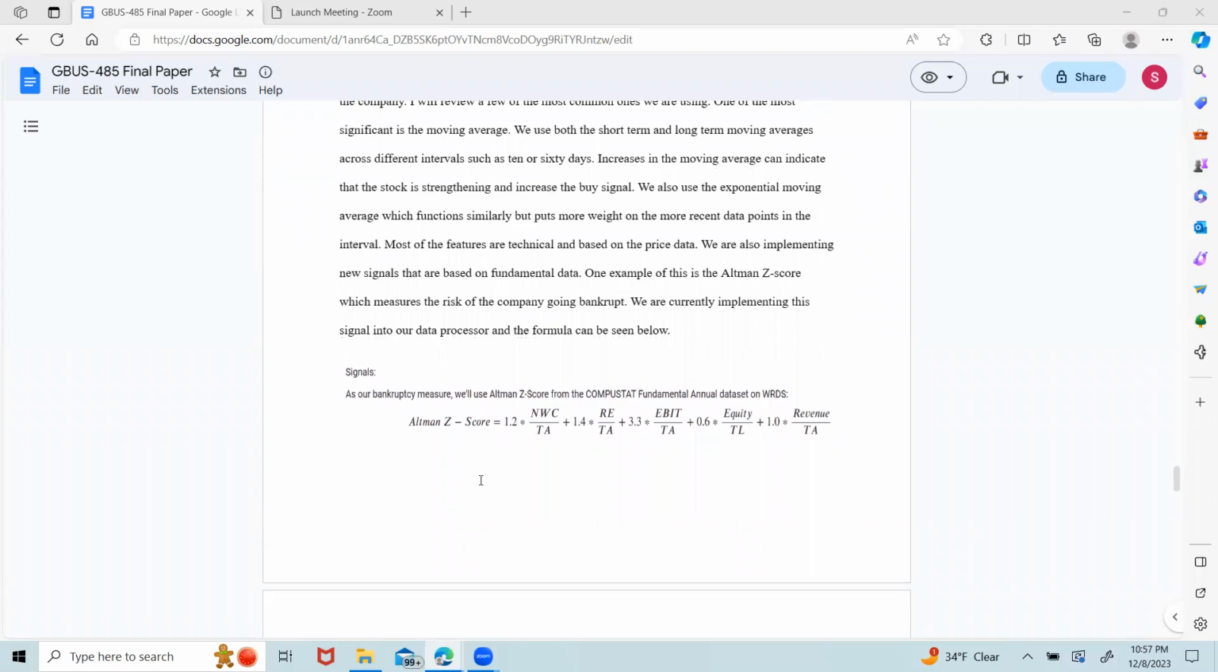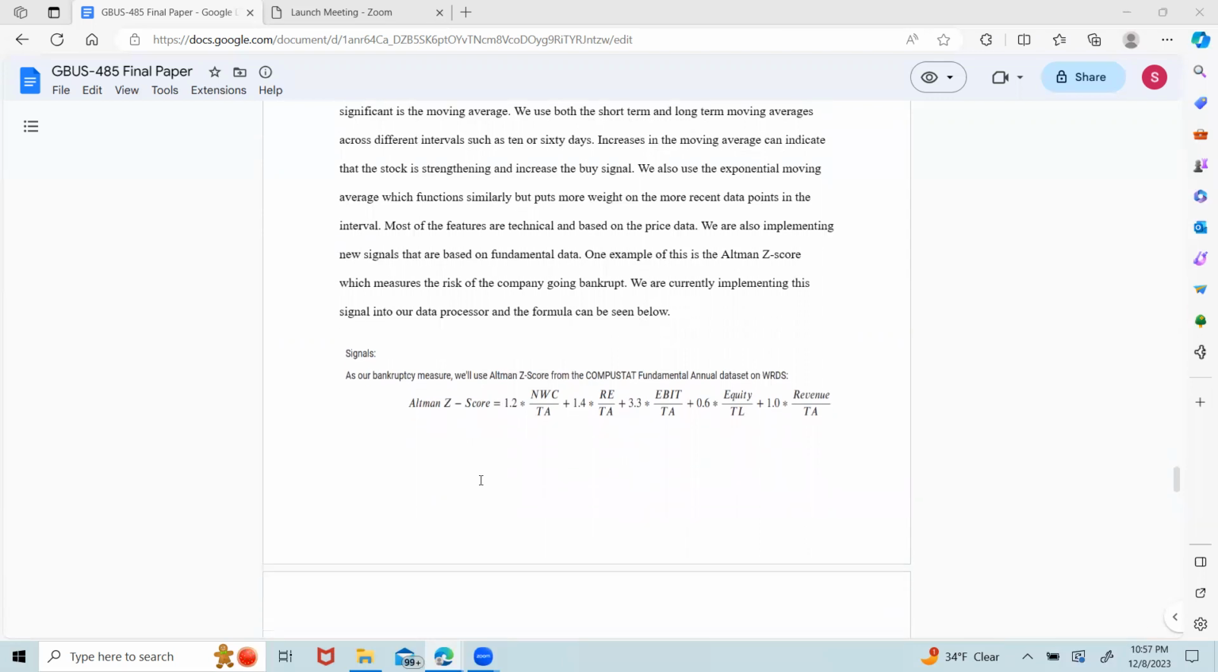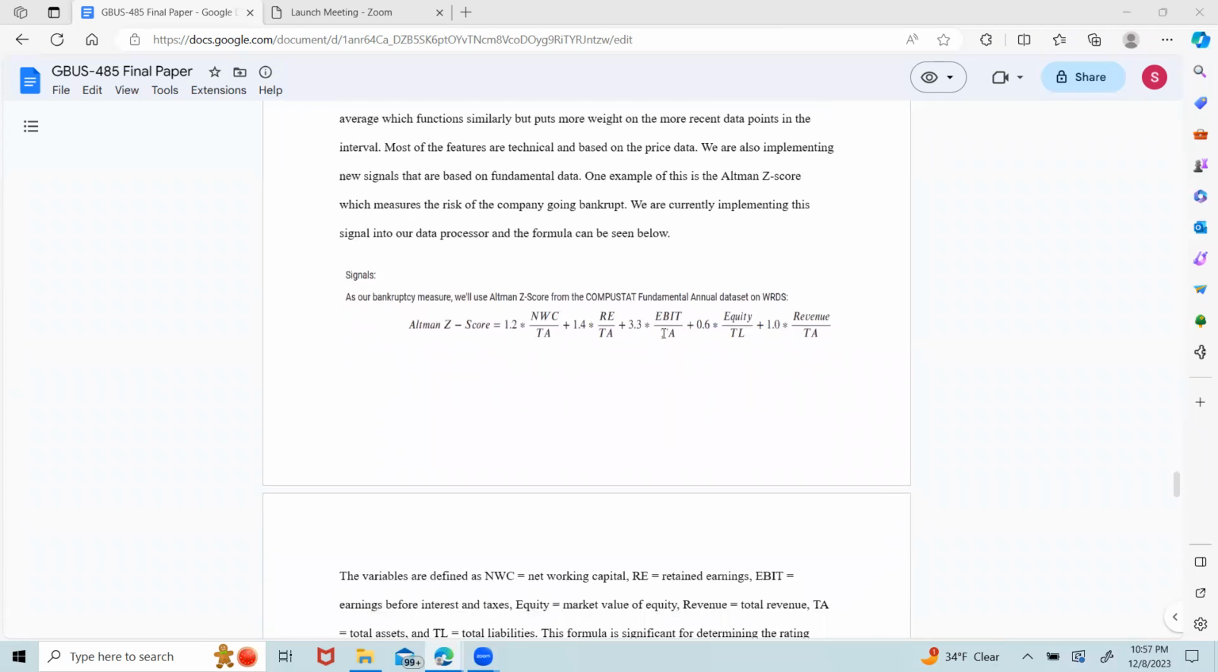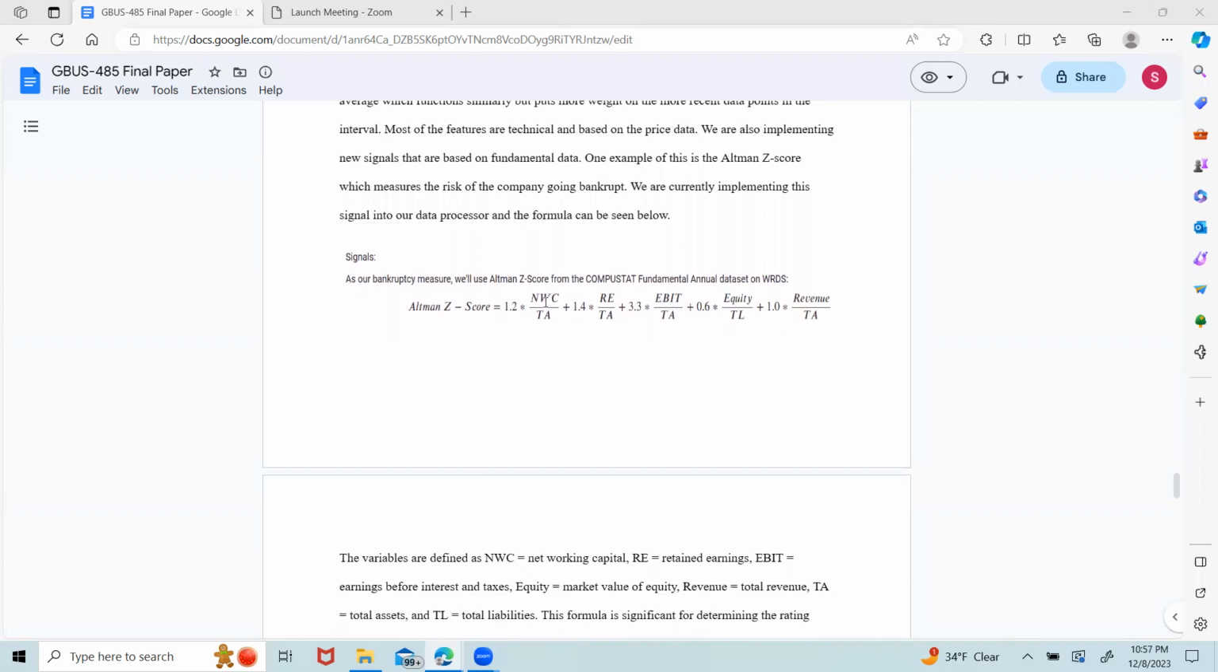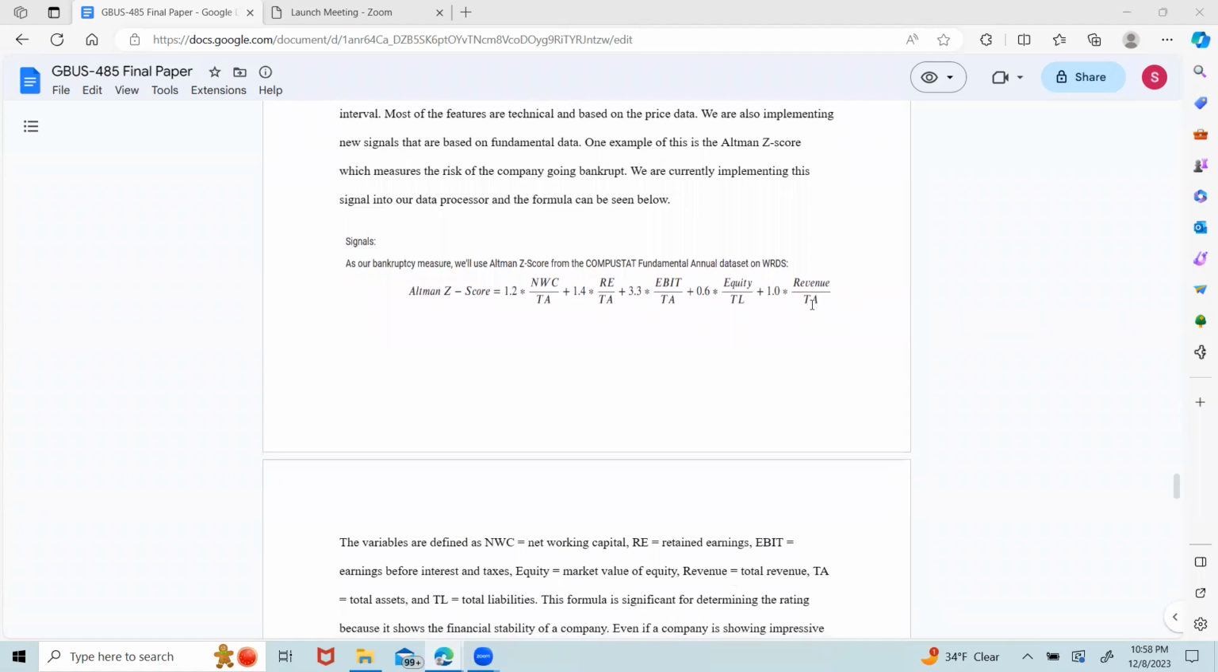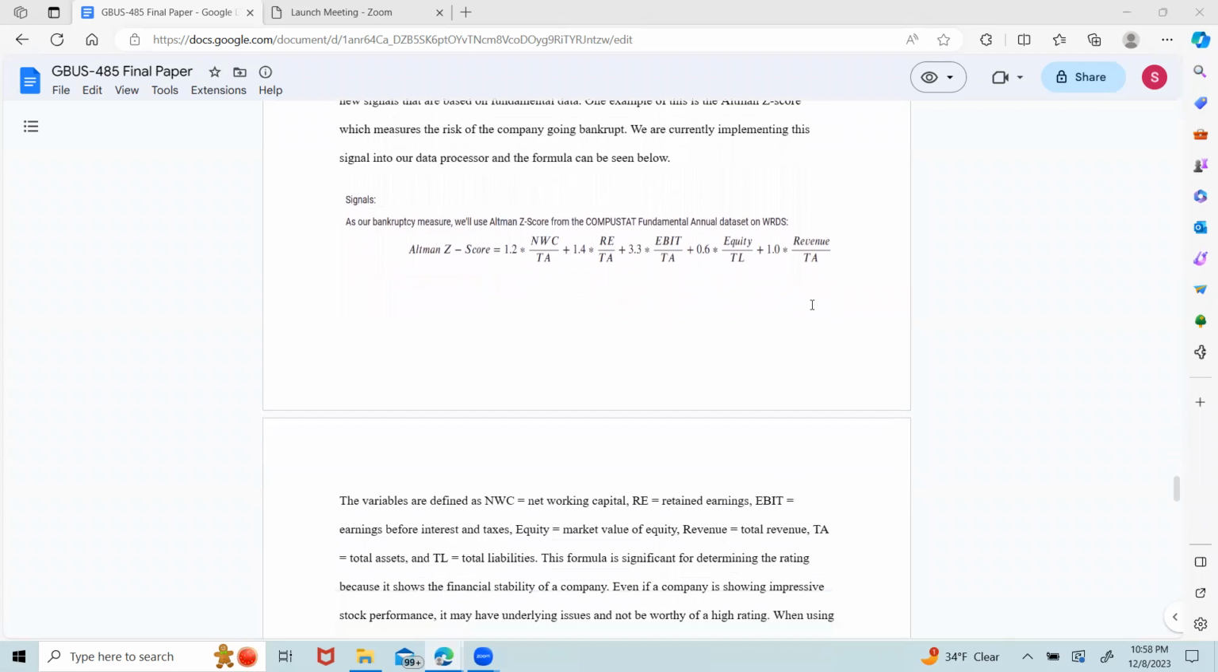So essentially, this signal uses a lot of balance sheet data. So you can see here you have all these variables. You have the net working capital over the total assets, the retained earnings over total assets, earnings before interest and taxes over total assets, equity over total liabilities, and revenue over total assets. And essentially, this allows us to look into more of the fundamentals of the company to give a rating rather than just doing it strictly based off historical price data.